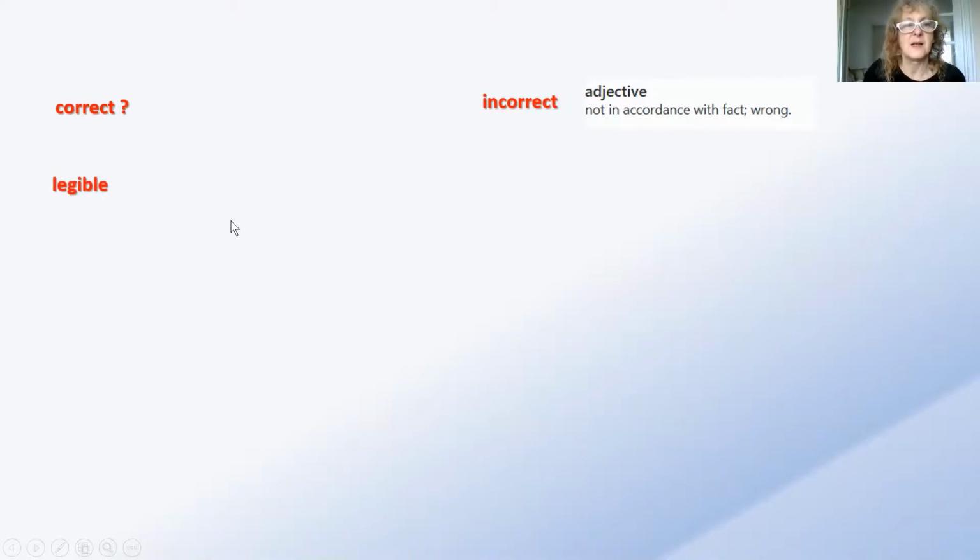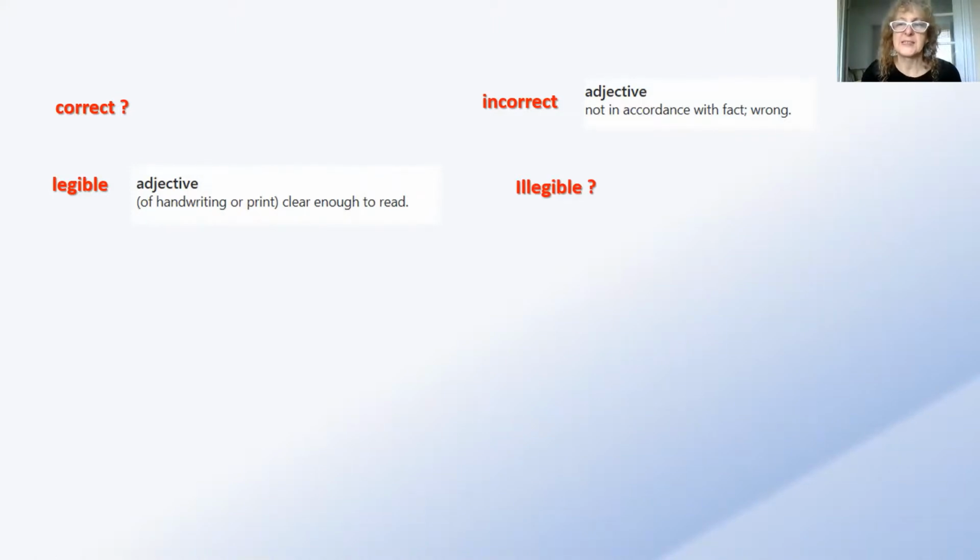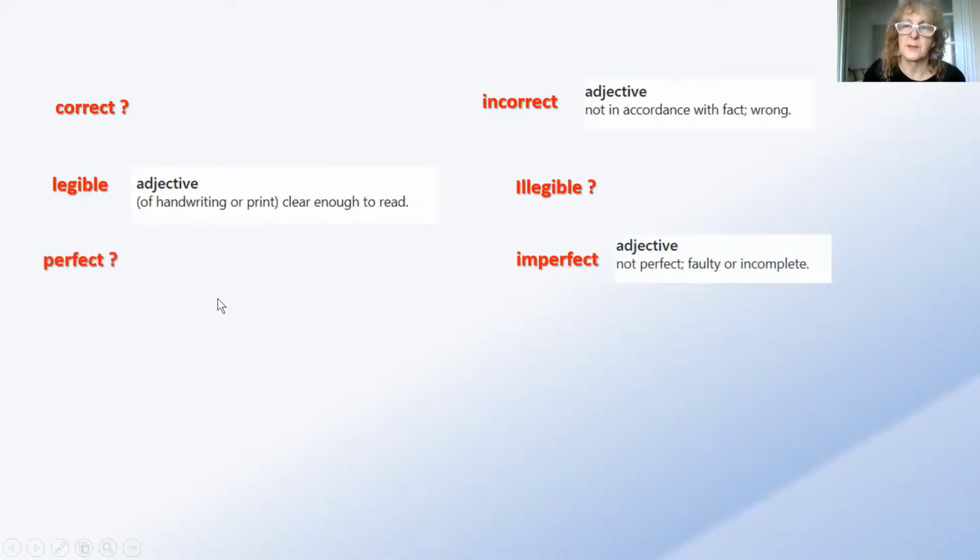Legible. If it is legible, legible is clear enough to read, so we know it's legible. So what does illegible mean? Think about that one, because this is your work today. This is the work that you will be doing today. Imperfect. If it is not perfect, it is faulty. It is incomplete. I wonder what perfect might mean then.